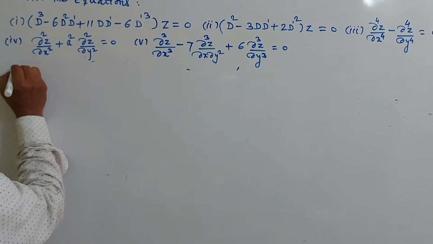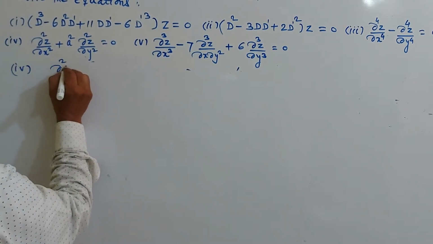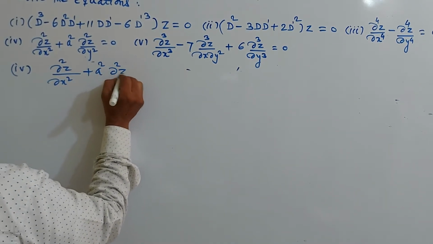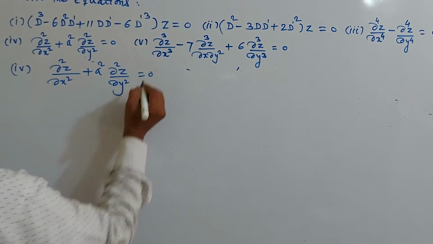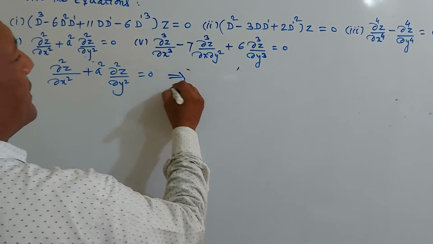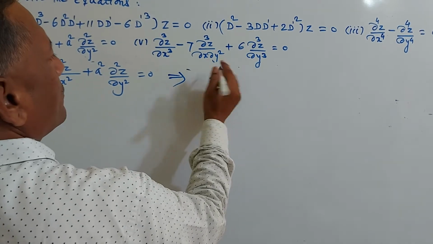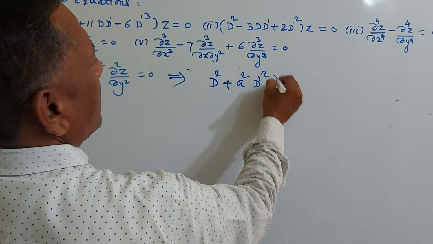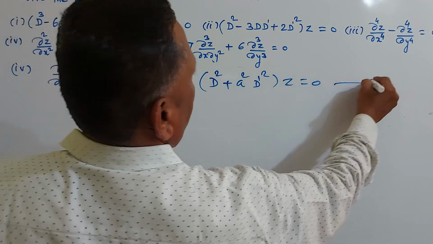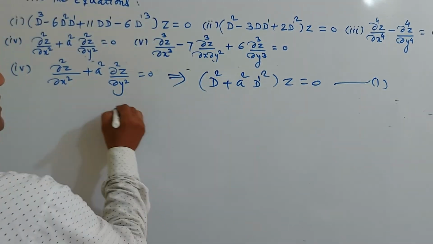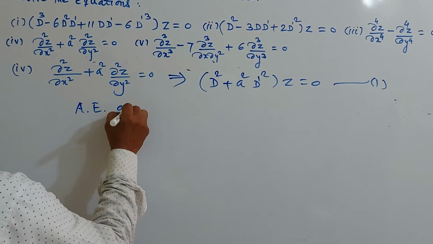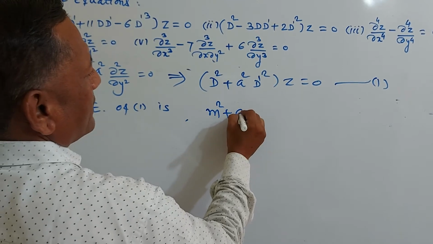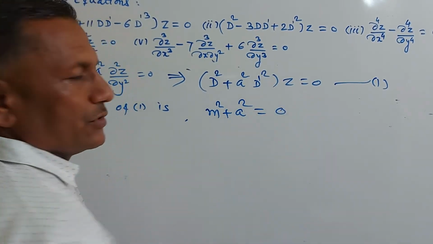So fourth, ∂²z/∂x² plus a² ∂²z/∂y² is equal to 0. Again this equation can be written in symbolic form: (D² plus a²D'²) operated on z is equal to 0. Therefore the auxiliary equation of 1 is, what is the auxiliary equation? m² plus a² is equal to 0.